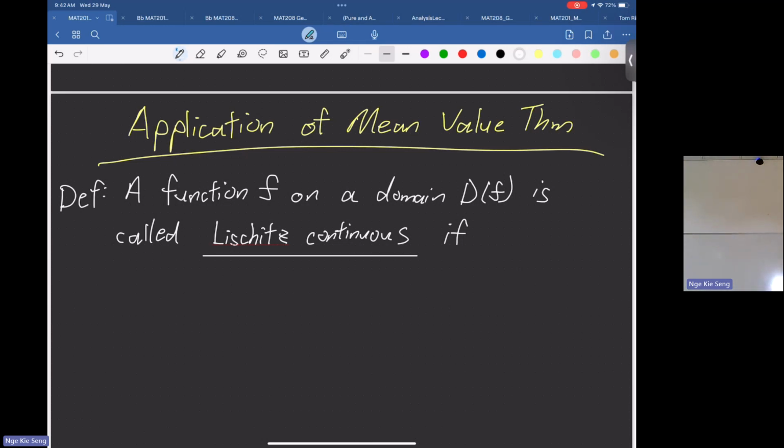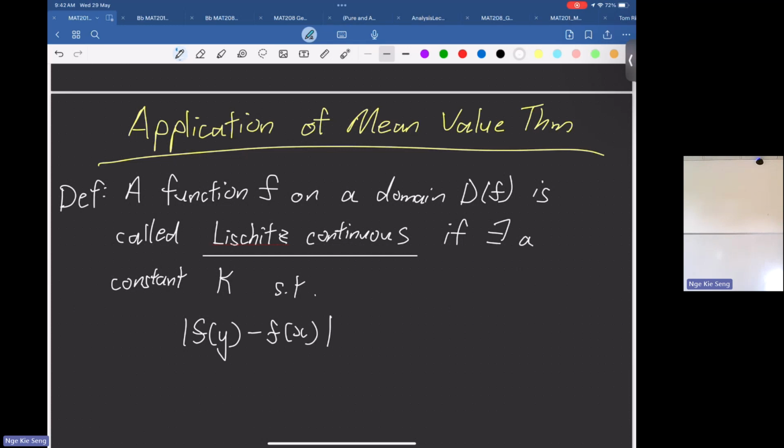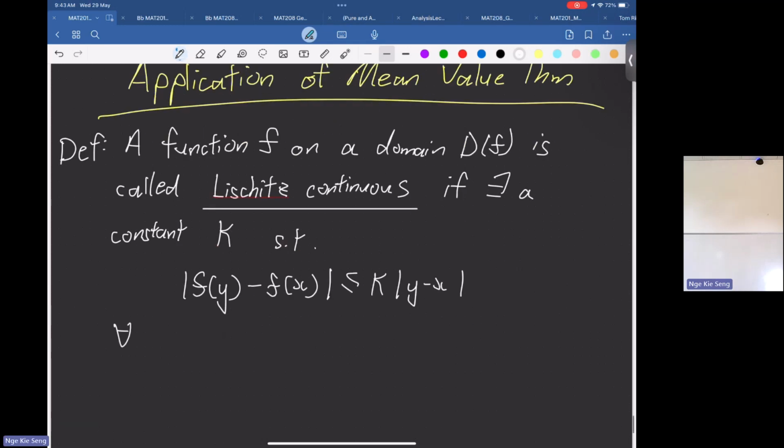So we introduce continuity, right? Continuous. But now I put a word Lipschitz. Okay. So what does it mean by Lipschitz continuous? So if there exists a constant k such that the absolute value of f(y) minus f(x) is less than or equal to k times |y minus x| for all x and y in Df.